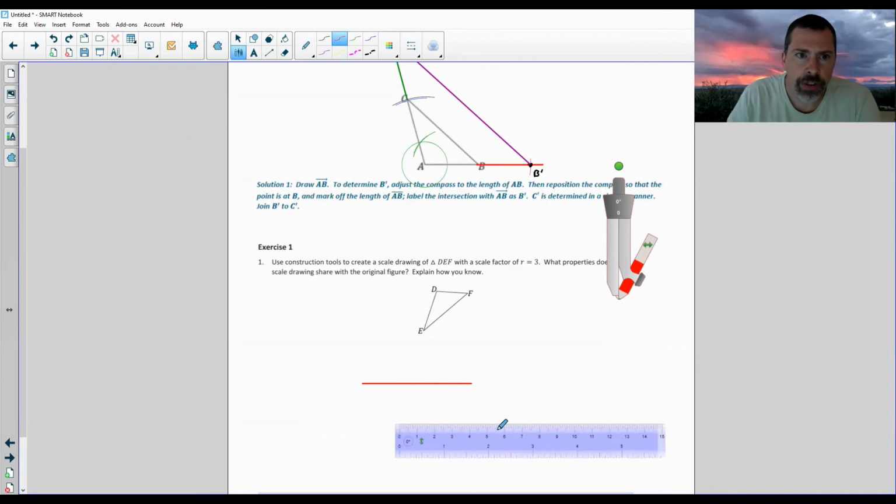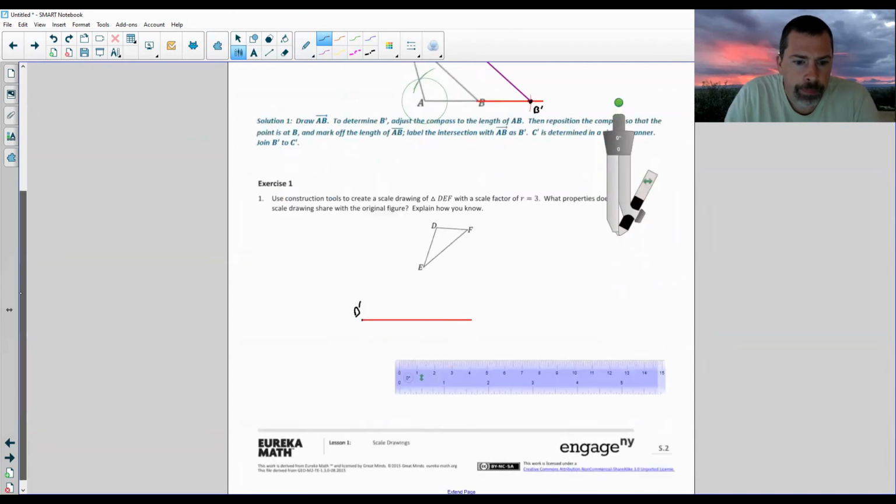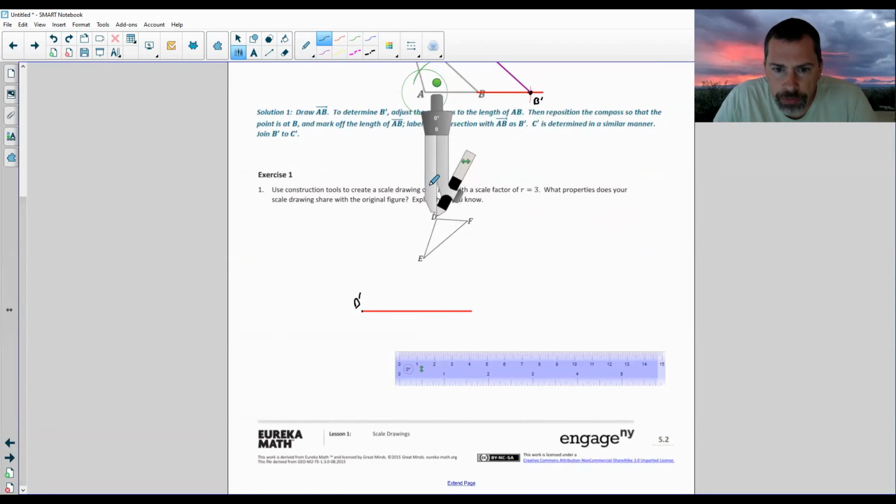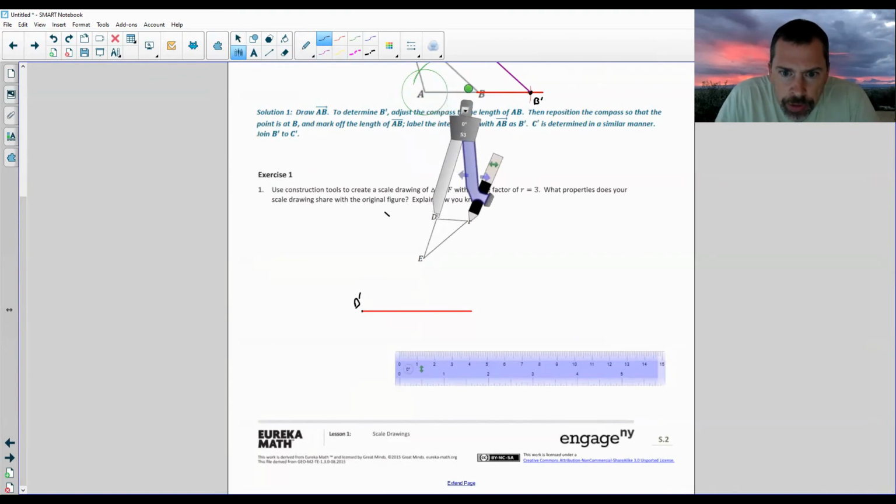Okay, I'm going to label this point D prime. Okay, I'm going to take my compass and put it at D. Rotate it just a little, open it up so that I'm at F. So I want to be on D.